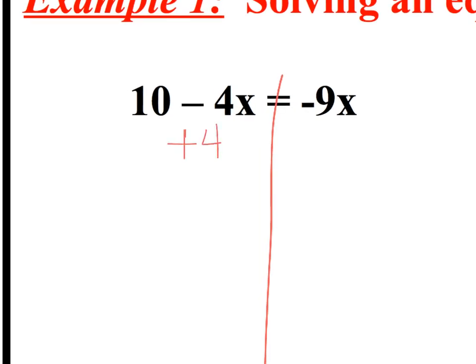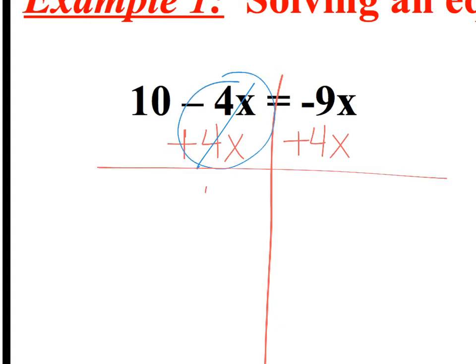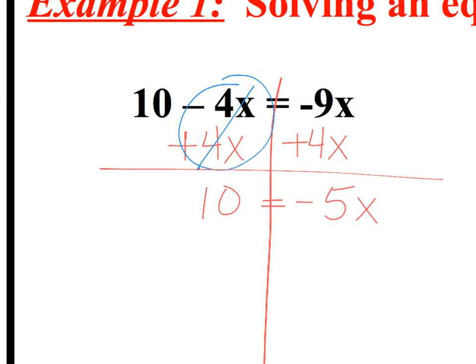Make sure you write plus 4x. It's not plus 4. It is plus 4x. And we want to put it right below the other x. Since we're moving it to the other side, we're doing the inverse. So those will cancel out, or zero out. And we rewrite. So now I have 10 is equal to, I'm at negative 9, I go up 4, where are we at? Negative 5x. Make sure you put that variable after it.